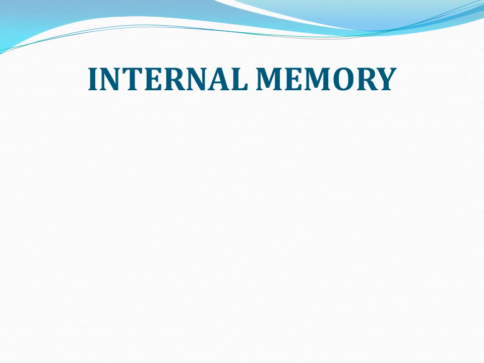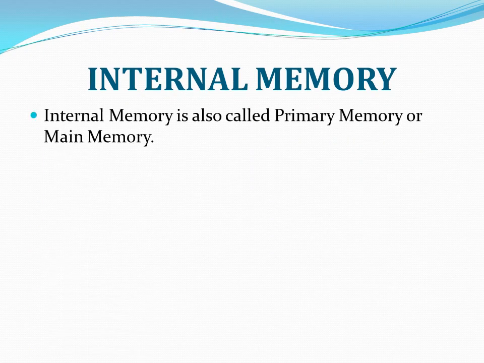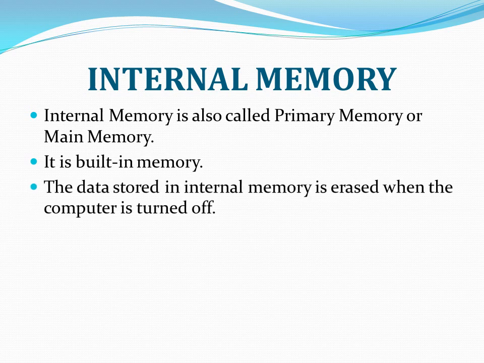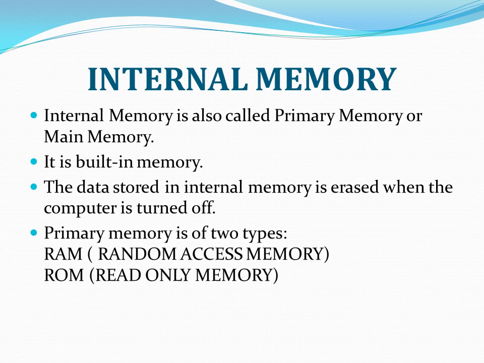First is internal memory. What is internal memory? Internal memory is also called primary memory or main memory. It is the main memory of the computer. It is built-in memory. When you purchase a computer, it is already there in the CPU. The data stored in the internal memory is erased when the computer is turned off. If your data is not saved and your computer is turned off due to any reason, your data will be lost. Primary memory is again of two types. First is RAM, random access memory, and next is ROM, read-only memory.